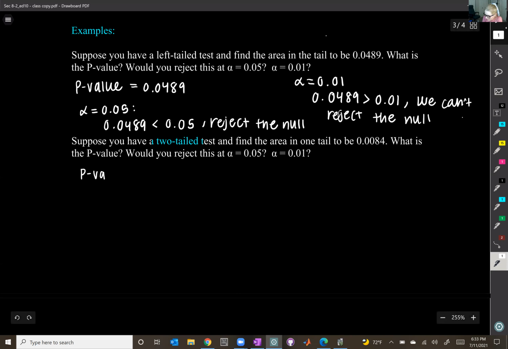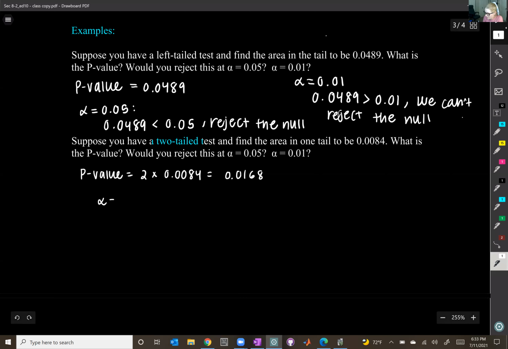So our p-value is equal to 2 times 0.0084, which is equal to 0.0168. Okay, so that's our p-value, and that's because it was a two-tailed test. And so now we want to see how that compares to our two different significance levels.